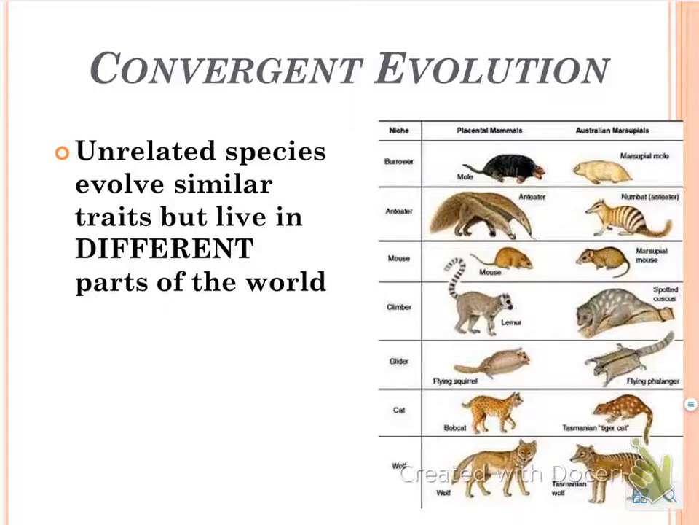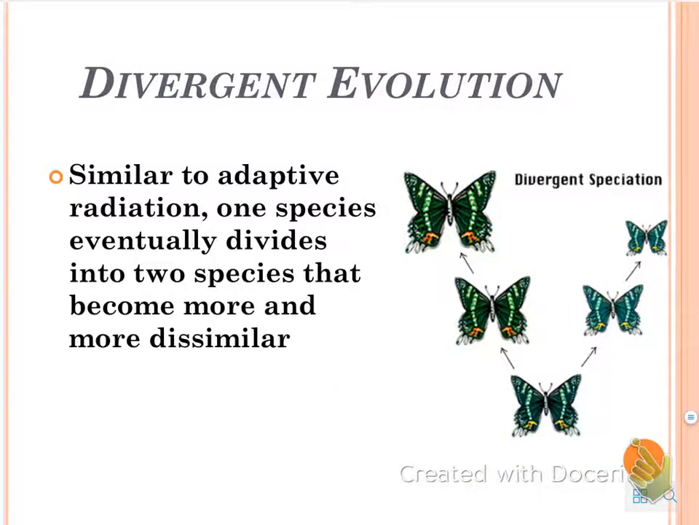Then we have convergent evolution. Convergent is when unrelated species evolve similar traits, but they live in different parts of the world. It's kind of similar to analogous structures. They do the same things, but they live in different parts of the world. So they're converging, they're evolving together, but they're in different sections.